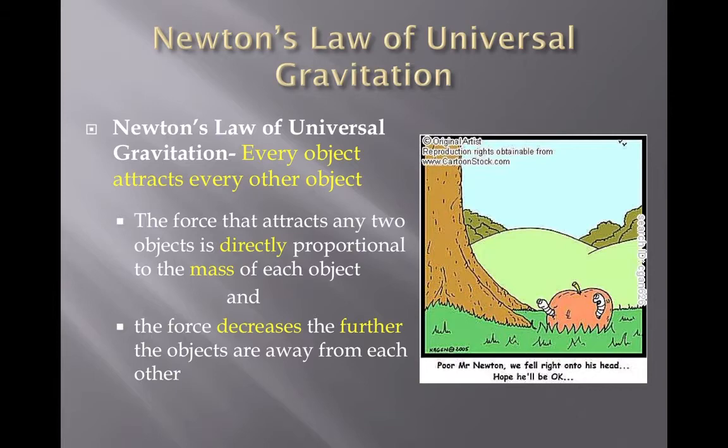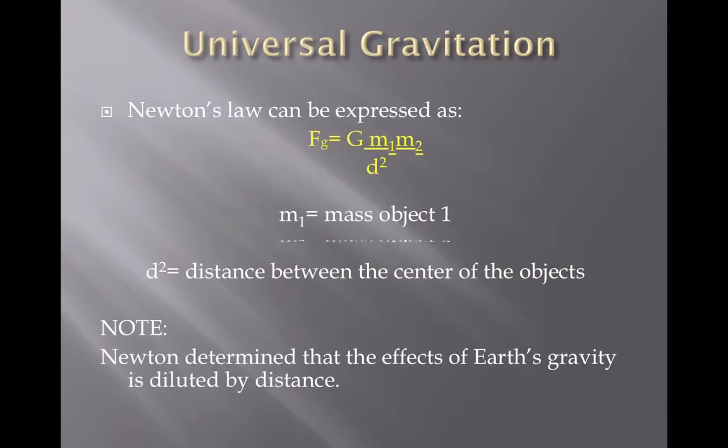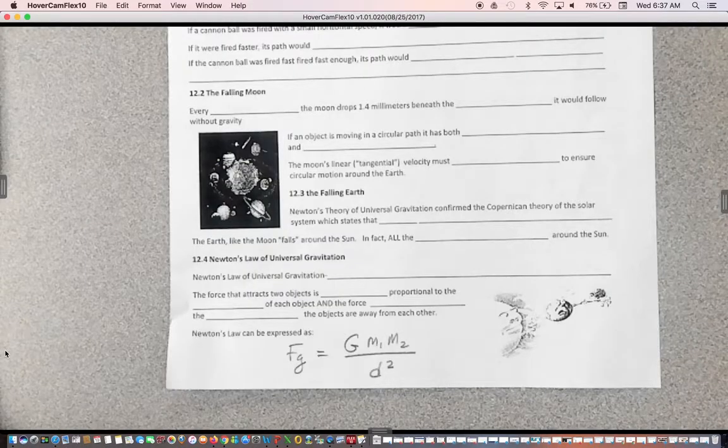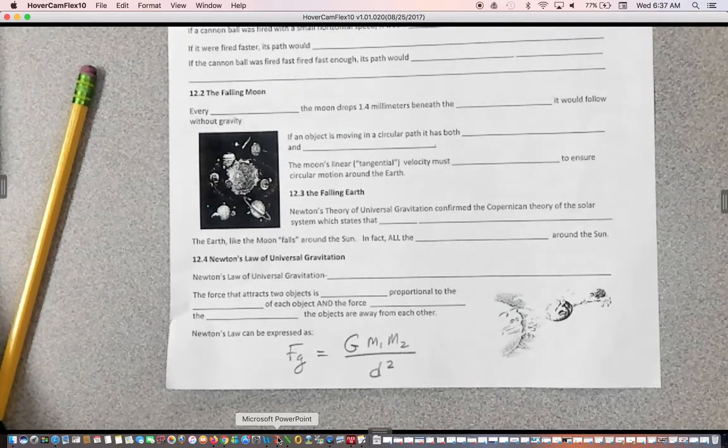At the very bottom there's a blank that says Newton's law can be expressed as. Here's the formula, and these are subscripts. So if I write this formula and put it on here, this is what you should have written down. There's a force between any two masses. This is a gravitational constant, and that's distance squared. So I'll jump back to the PowerPoint.